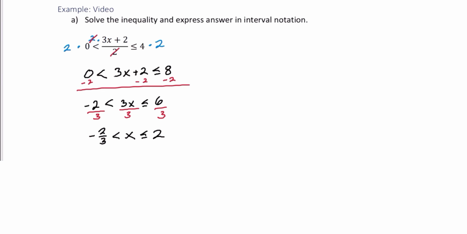Once we have x by itself in the middle, we're finished. The directions want us to express the answer in interval notation. I'm going to show you all 3 different answers just as a reminder. First, we have the graph. To graph it, imagine a number line, and it's starting at negative 2/3, open circle because we're not actually including negative 2/3, and then it goes up to and includes the positive 2.